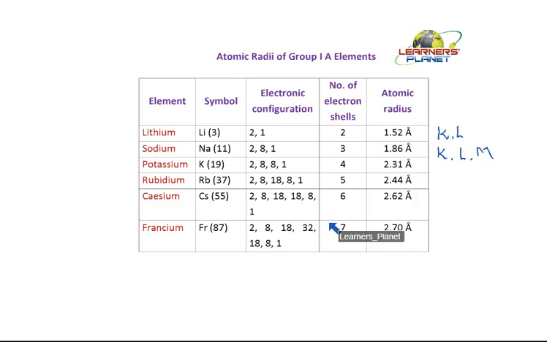And what is the atomic radius? 2.70. So, in all, what is happening to the atomic radius when we move from top to bottom in a group? The atomic radius is increasing. So atomic radii are increasing. Okay, so this is the trend of atomic radii.